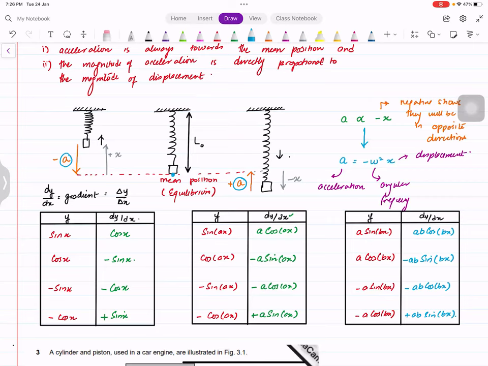Sir, can we say that every time sine changes, it will become cos, and every time cos changes, it will be the inverse of sine? Yeah, you can say that. Definitely. And then the rest of it remains the same. Yeah, that is 100% correct.